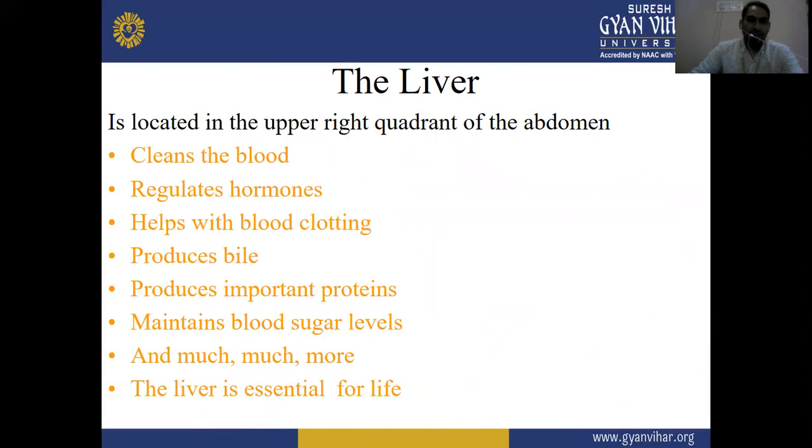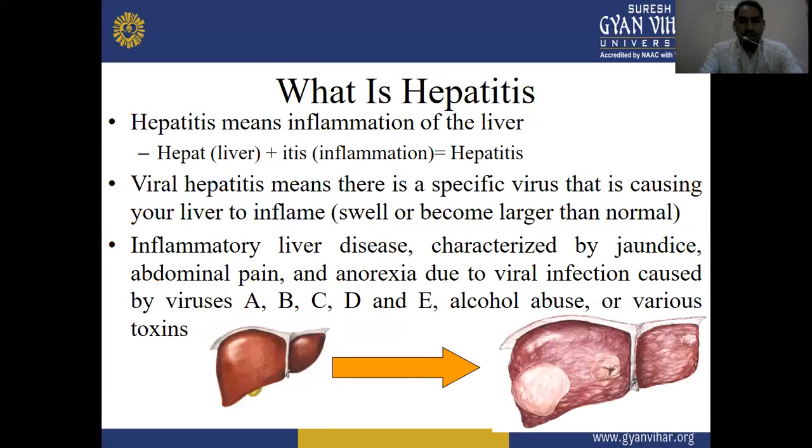Next one. The liver is located in the upper right quadrant of the abdomen. Examples of toxins that cause hepatitis are carbon tetrachloride, a substance called vinyl chloride used to make plastic, herbicides, peroxide, and a group of industrial chemicals called polychlorinated biphenyls.